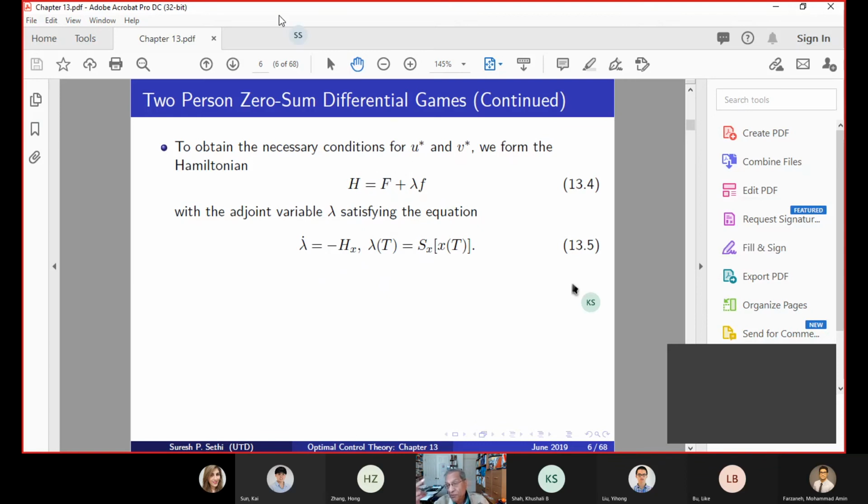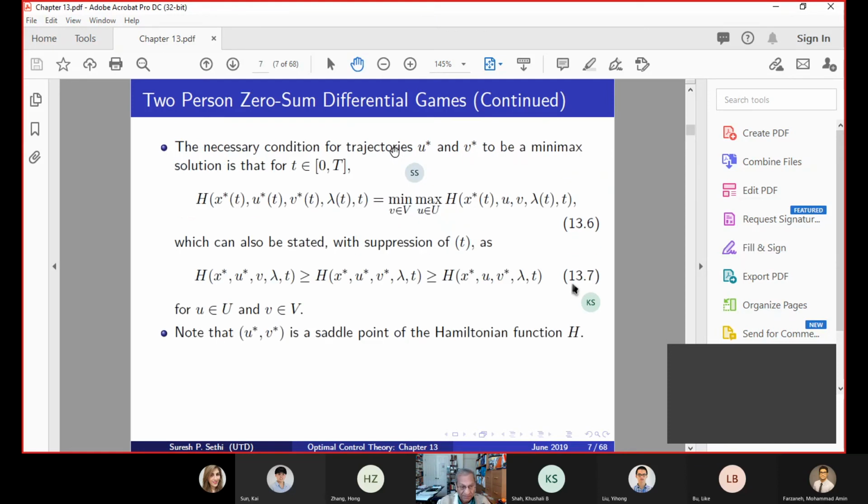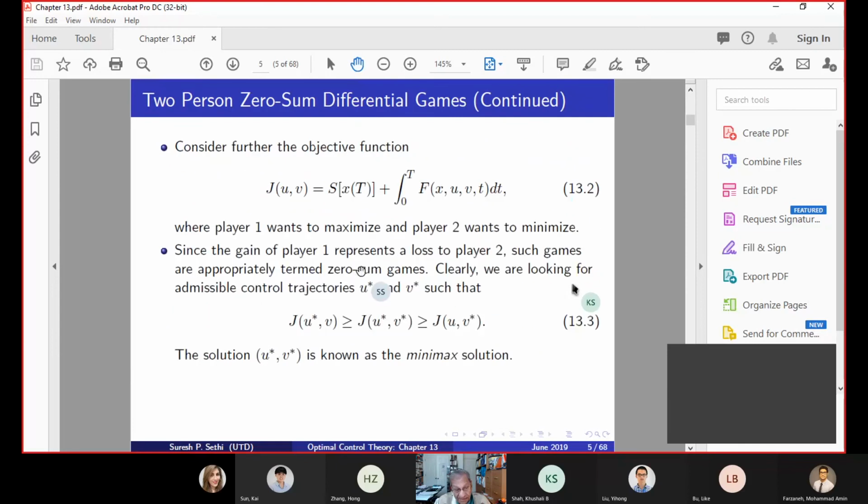So you don't need two sets. You just interpret it in terms of max and min. So now you can see the Hamiltonian should be minimum over V and maximum over U. So U star, V star is a minimax solution if this quantity is this quantity, or the same way. That is exactly the same as this. This is the game theory, static or dynamic, whatever you want to call it.